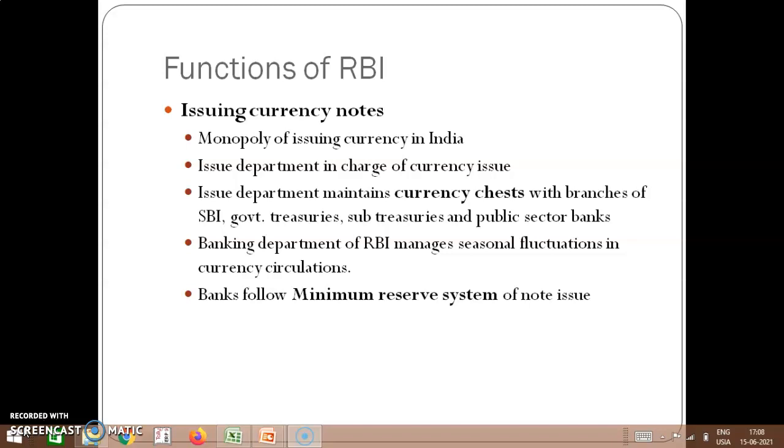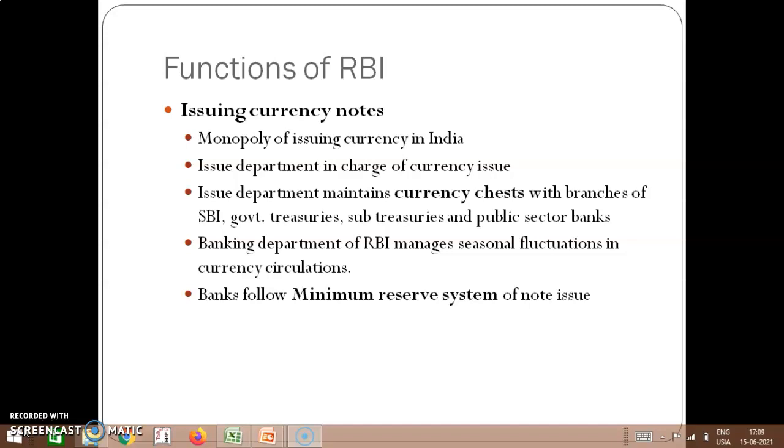Also, the issue department will maintain a currency chest with the bank branches of SBI, government treasuries, sub-treasuries, and public sector banks. Now, what is a currency chest? Currency chests are boxes where stock of notes and coins are kept. So, these currency chests will be maintained by RBI at the branches of SBI, government treasuries, etc. Then we also have the banking department with RBI, which manages the seasonal fluctuations in currency circulation.